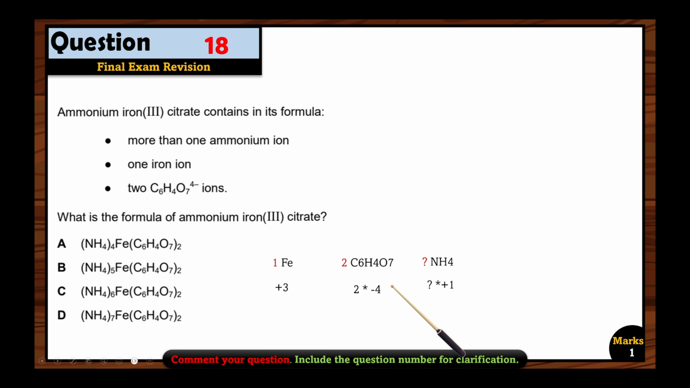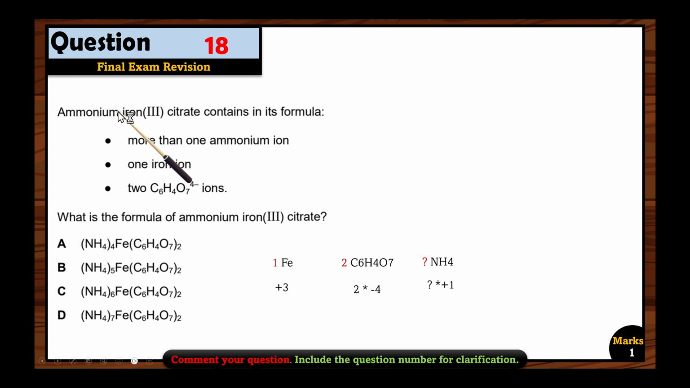First, you are given ammonium ions, right? But you don't know how many ammonium ions, you just know that it should be more than 1. Then you are given the iron ions. It should be only 1. And then 2 citrate ions, right? So for 2 citrate ions, if each has a -4 charge, how much charge will 2 have? -8, right? And 1 iron has a +3 charge. Ammonium is also positive. You already know that ammonium has a +1 charge.